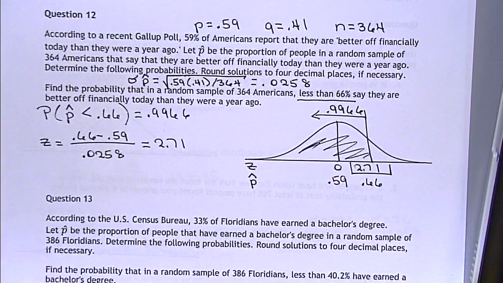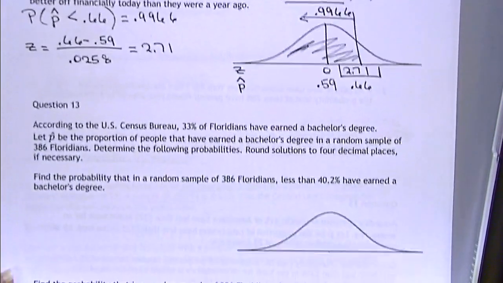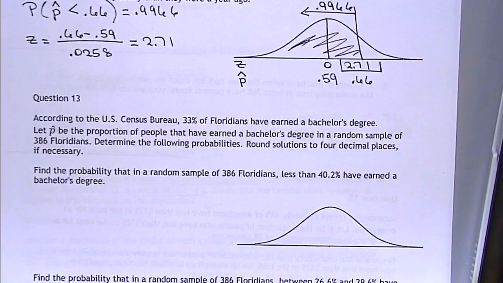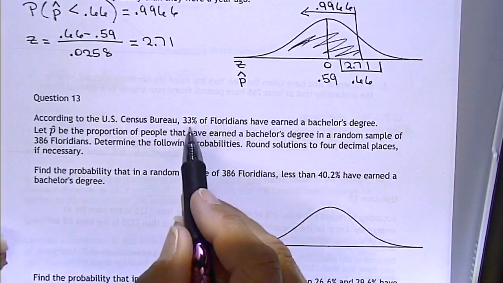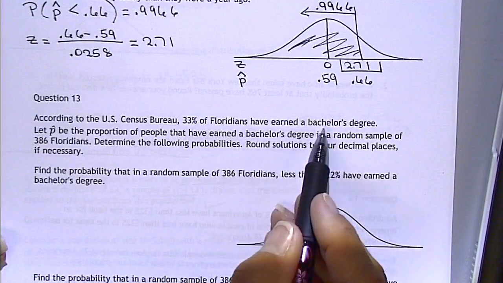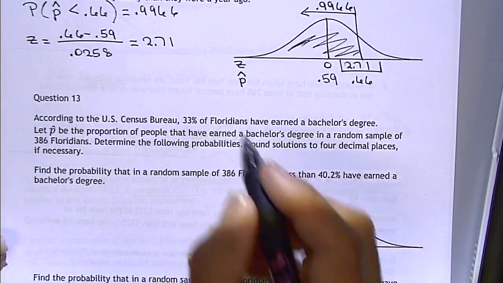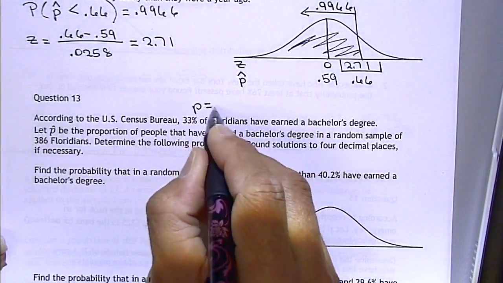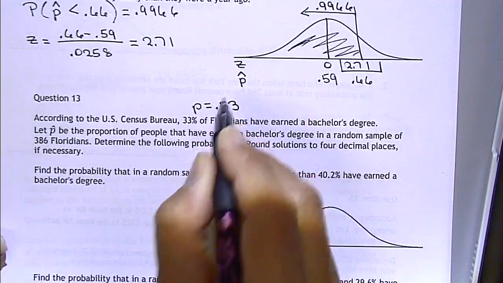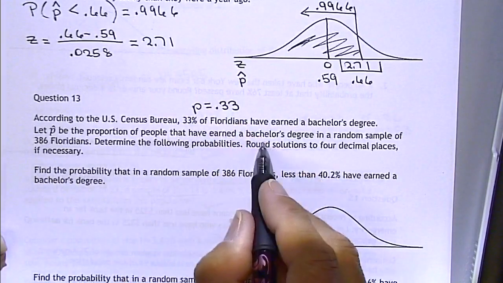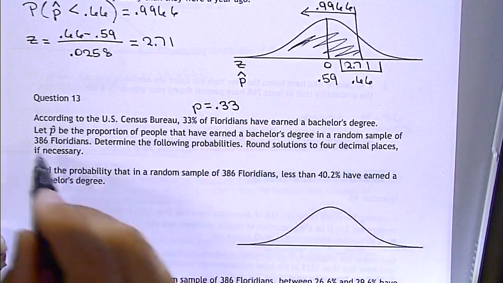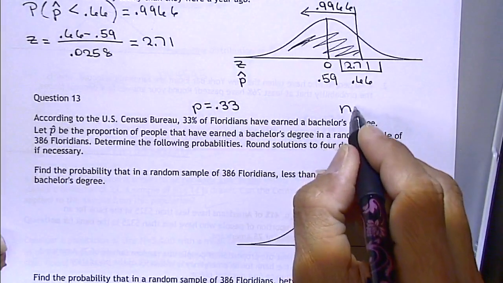Okay, we like area to the left because all we have to do is look it up. All right, let's do another one. This says the Census Bureau says that 33% of Floridians have earned a bachelor's degree. We could assume that's all Floridians, so we'll say that's P. P hat's going to be the proportion who have earned a degree in a random sample of 386. Well, there's my sample size.